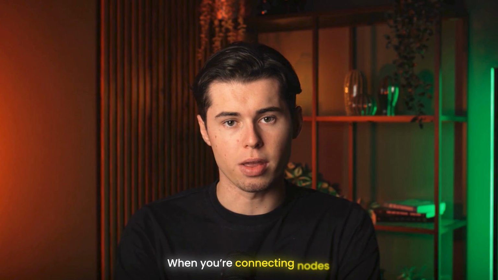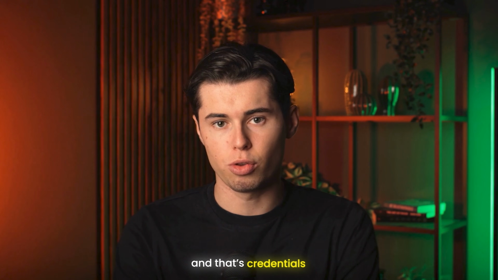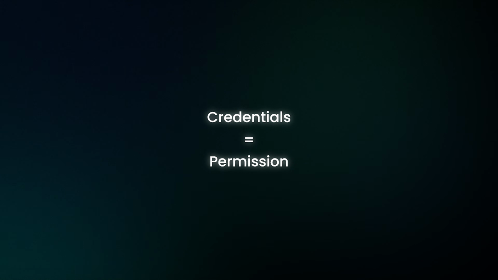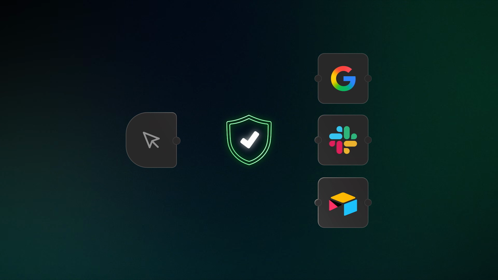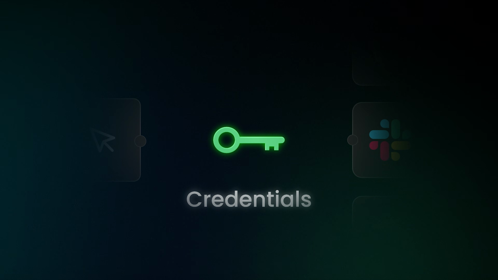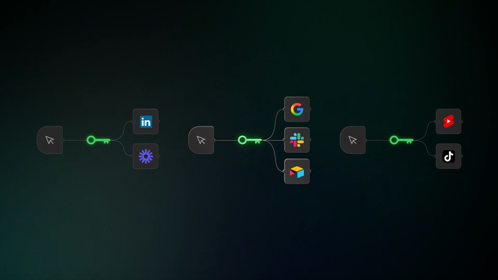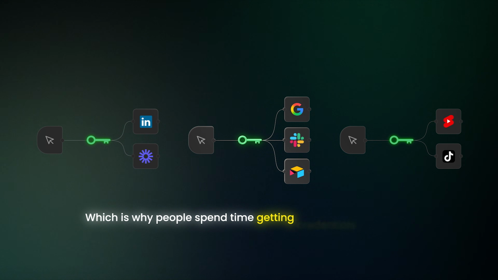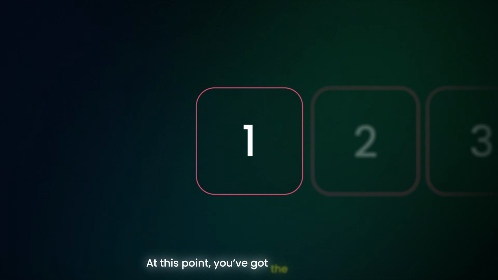Now, when you're connecting nodes, you're going to run into something that trips a lot of people up early on, and that's credentials. Credentials aren't logic, they're permission. If you want a node to talk to Google, Slack, Airtable, or any other service, N8N needs a secure way to prove that it's allowed to do that. That's what credentials are. They're basically the keys that let your workflow access the outside world. Once you set them up, you usually reuse them across multiple workflows, which is why people spend time getting credentials right early instead of treating them as an afterthought.